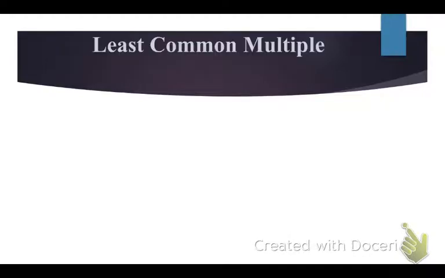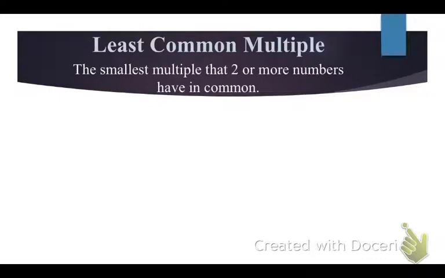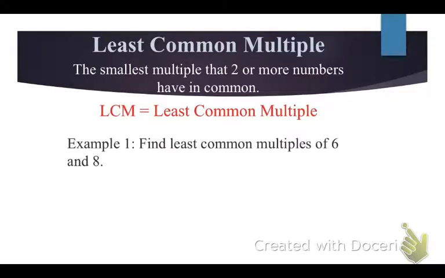So what are we going to do? Well, we're going to go ahead and tell you the steps. LCM equals least common multiple. You might see it labeled as LCM. Find the LCM of, that just means least common multiple. So we're going to deal with example number 1. It says find the least common multiple of 6 and 8.